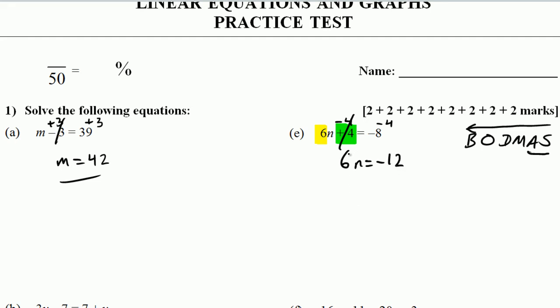Alright, so now n is still being multiplied by the 6. So how do we get rid of that? Well, we divide by 6 on both sides, because that's the opposite of multiplied by 6. So that gets cancelled, and we have n equals minus 12 divided by 6. Well, a negative and a positive number should give us a negative number. And then 12 divided by 6 is 2. So we should get n equals minus 2. And that's our answer.